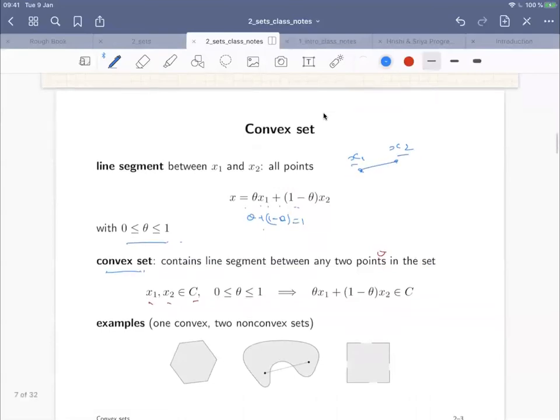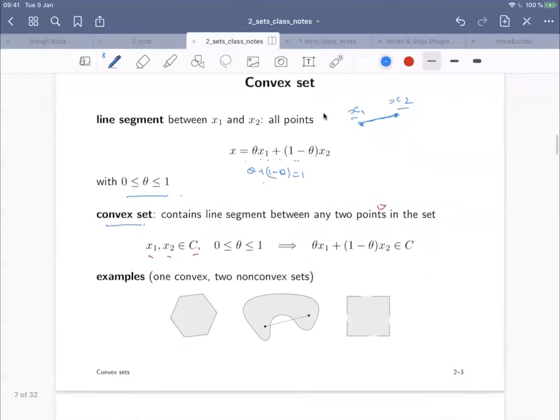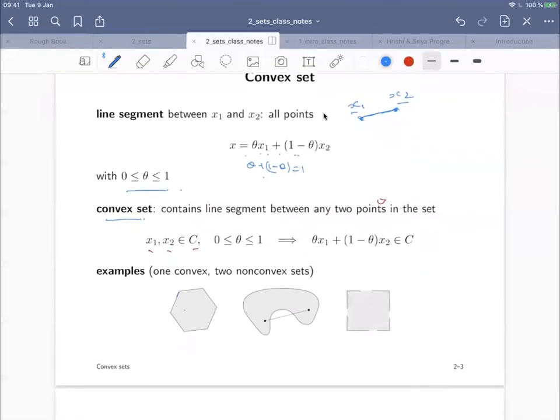So in a set, if you pick any 2 points, and you can verify that the line segment between those 2 points lies within the set itself, then that set is a convex set. For example, here if you pick this set, let's take 2 points from this, and if you draw a line between those points, that is within the set. If you take a line between these 2 points, that is within the set, right? Here, that is within the set. So this is a convex set.